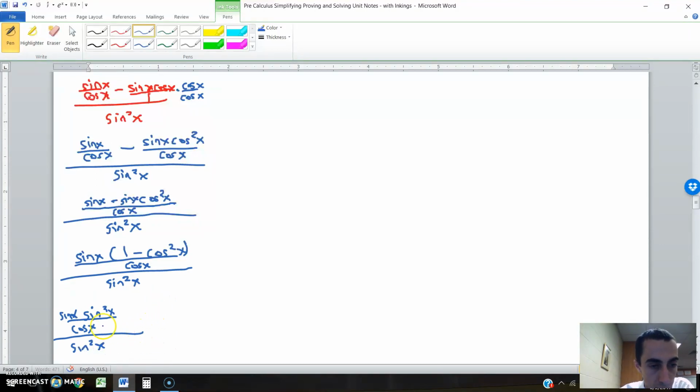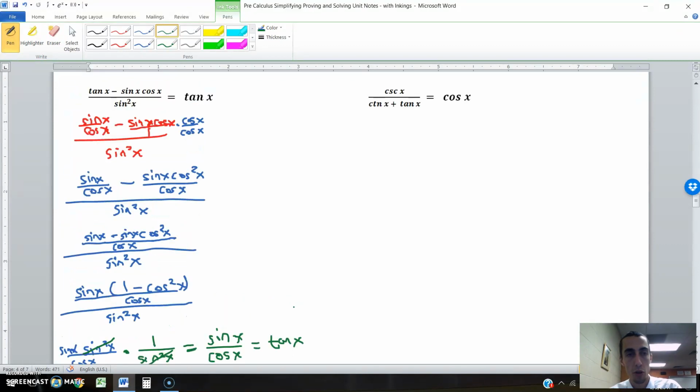Alright, so then let's use our keep, change, flip. Keep the first fraction, change this division bar to multiplication, and then flip the denominator. Now when we multiply these two fractions together, we see we have a common factor, which we can cancel out. Multiply across the top, we've got sine of x, and across the bottom we have cosine of x. And that is one of our quotient identities, which is tangent of x. And if we go back up to our problem, we see that's exactly what we wanted to show. And so we are done with that one.